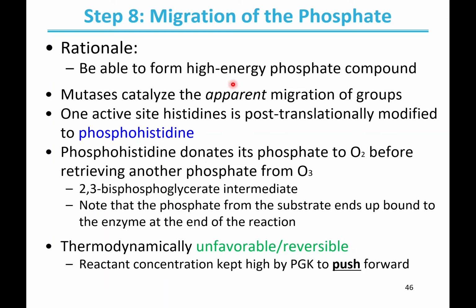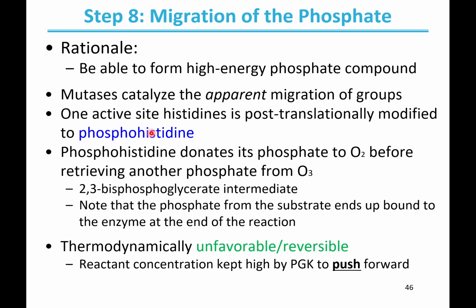Okay. The rationale behind this, why you're moving the phosphate from carbon 3 to carbon 2, is that you're trying to form a high energy phosphate compound, and it turns out that the phosphate on carbon 2 is going to allow you to form a higher energy compound. Okay, this is an apparent migration of groups. And enzymes known as mutases catalyze apparent migration of groups. It's not, as it turns out, that actual phosphate group moving. It's going to be a different one.